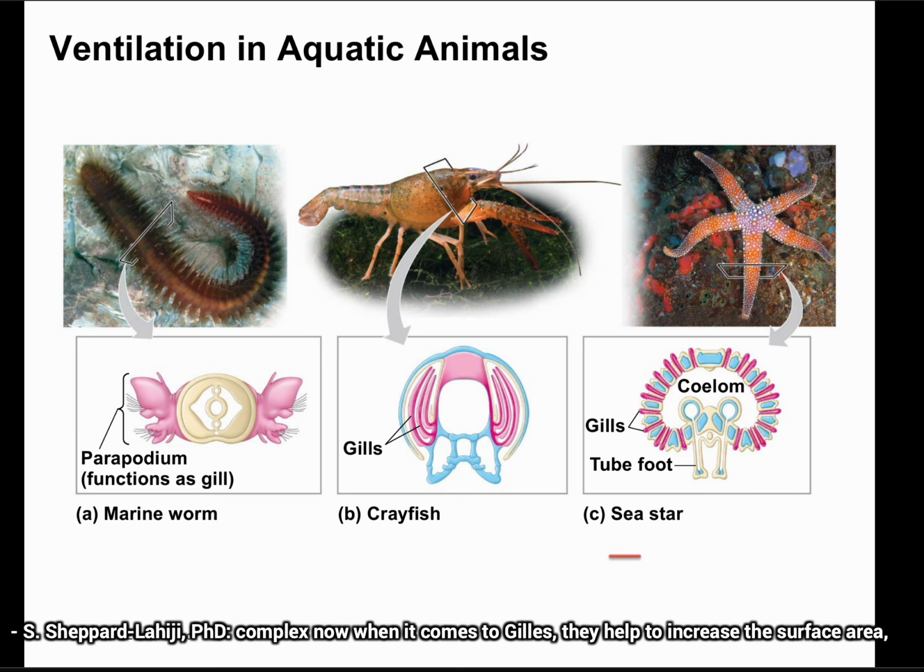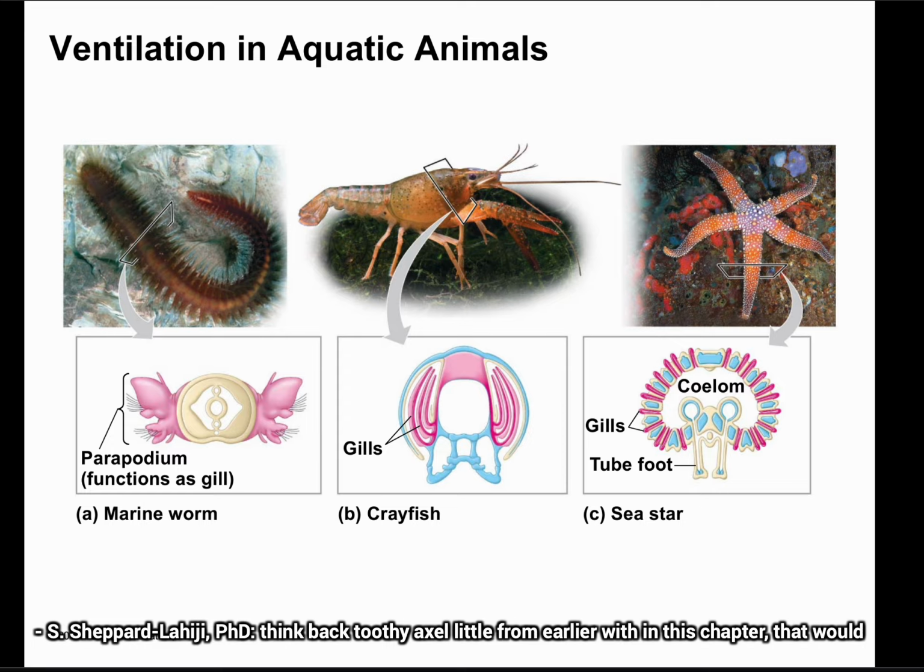Now, when it comes to gills, they help to increase the surface area, and that allows for the organism to extract a lot more oxygen from the water than would be possible from their body surface alone. Now, if you think back to the axolotl from earlier within this chapter, that would have been an example of external gills, so gills that are easy to see protruding from the outside, similar to the marine worm here. And so the gills are not enclosed within the body structure like what you would see if we were to remove the thorax of the crayfish here.